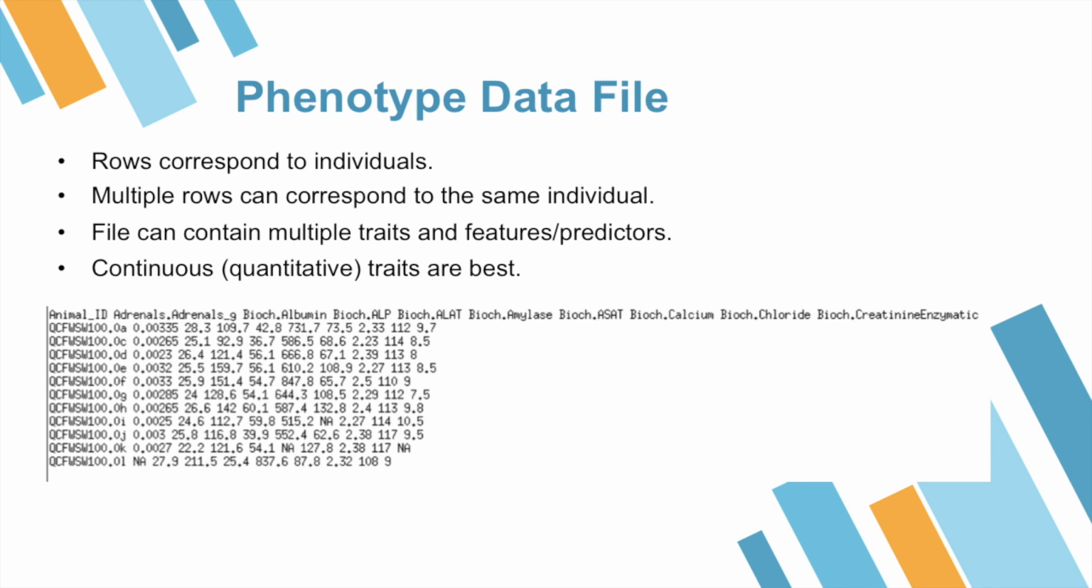And in the phenotypic data, again, the rows correspond to individuals, but you can have multiple rows on the same individual, and that's going to be dependent upon your design. The file can contain multiple traits, so you don't need to have a separate file for each of your traits. You can have it all contained within this single file, and the analysis works best if you're dealing with continuous traits, but it can handle binary traits.